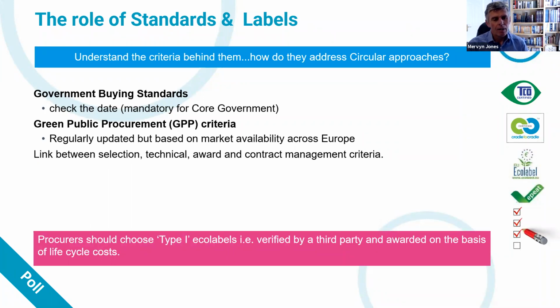Again, it's important to recognize, when we're talking about tools and specifications, the role that both standards play, and also labeling: eco labels, type 1 eco labels, type 2 eco labels, and so on. And we have the government buying standards. We've got the green public procurement criteria from the European Commission. There are levels of mandatory requirements on some of these.